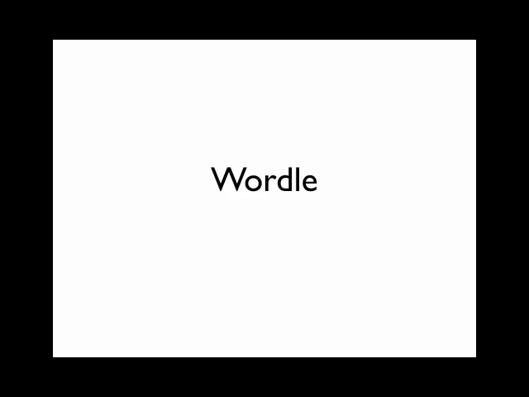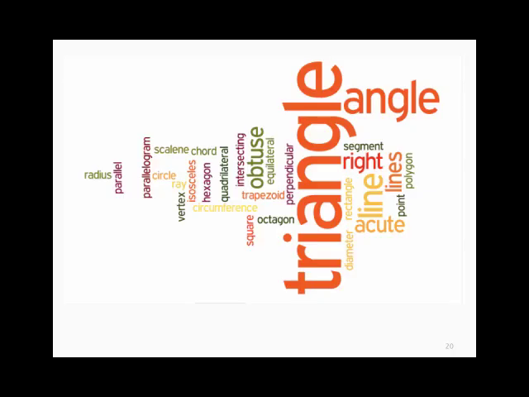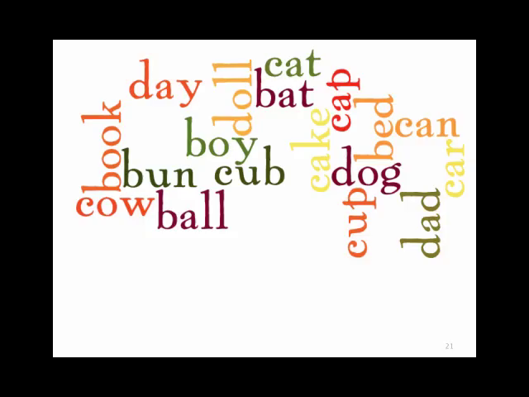Wordle.net allows you to make tag clouds. So let's understand what a tag cloud is by looking at a Wordle. In a tag cloud, the word that is used more often becomes larger. So the word triangle in this case was used more often than radius. And so you paste text in, or you type in text, and if you want one word to pop up, you type that a few more times and then it pops up.